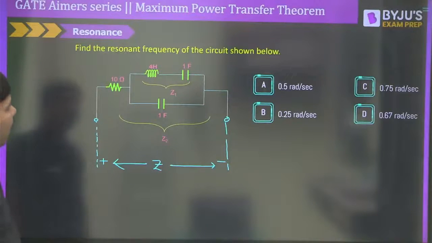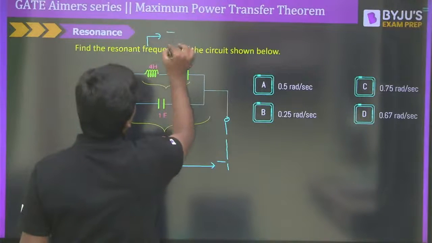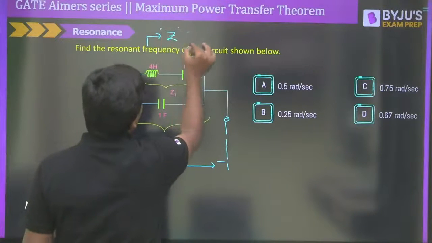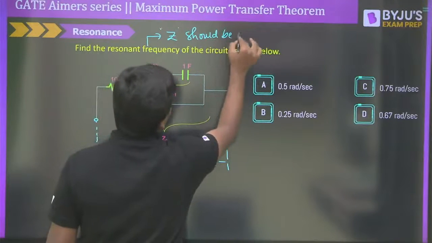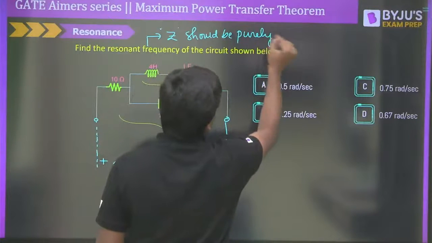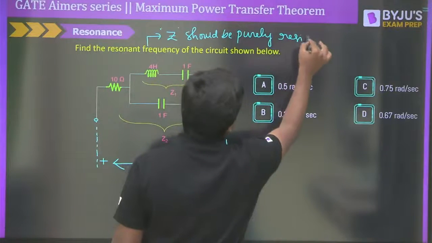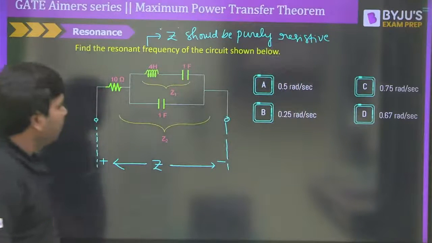So at resonant frequency, Z must be purely resistive. This is the only option you are going to have in every question, purely resistive. Every time you have to keep this in your mind. Please try to keep this in your mind. How do we get Z here now?